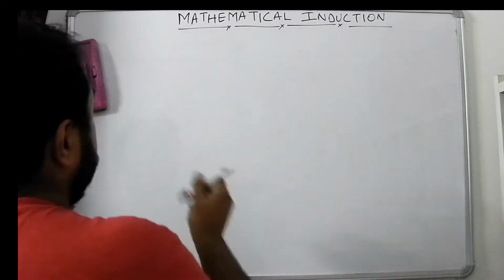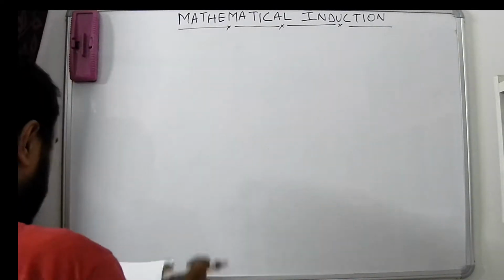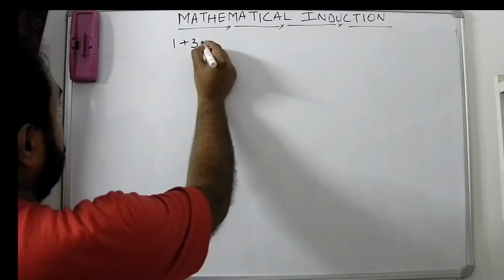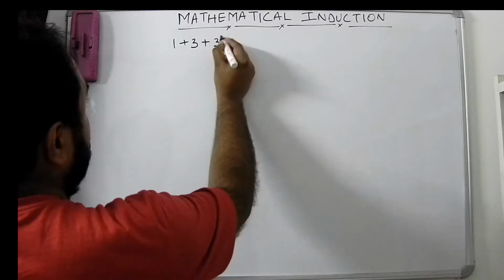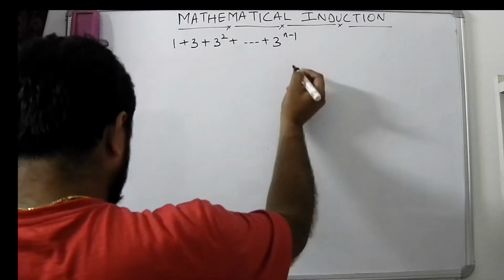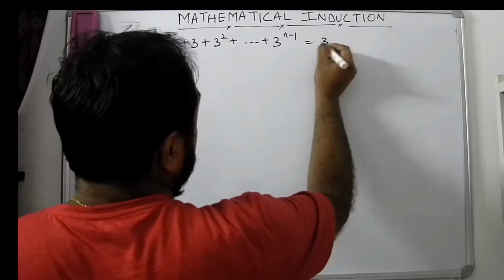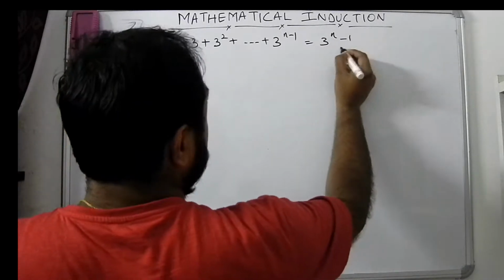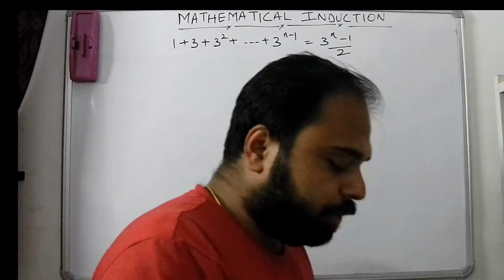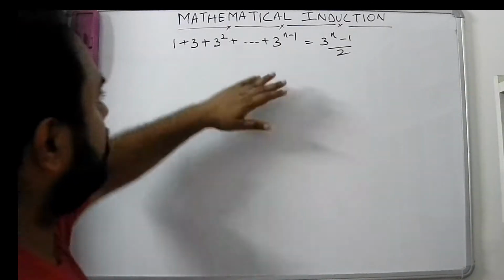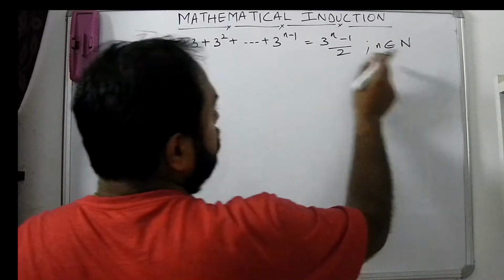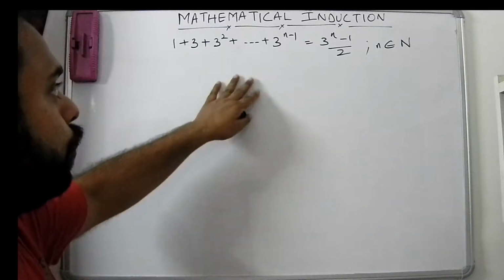So the first one is: 1 plus 3 plus 3 squared plus up to 3 to the power n minus 1 is equal to (3 to the power n minus 1) by 2, right? So just quickly recap a few things. For solving this, for n belonging to the natural numbers, we need to prove that this equality always holds true, right?